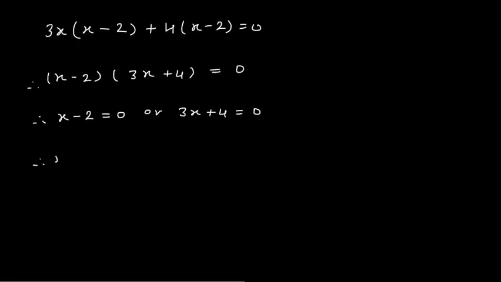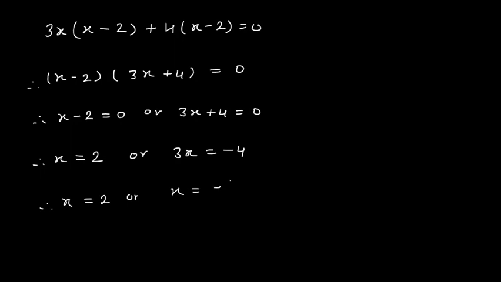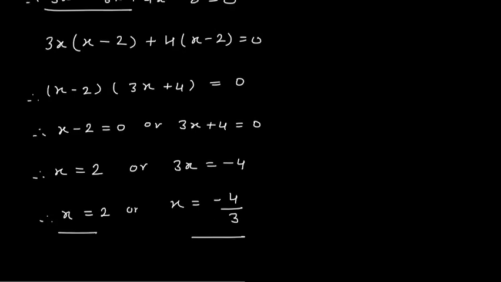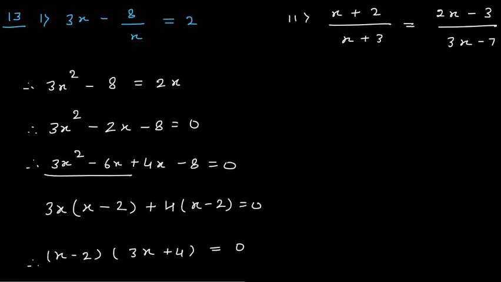This will give us, therefore, x is 2, or 3x is minus 4. So we get x is 2, or x is minus 4 divided by 3. So the value of x is 2, or the value of x is minus 4 upon 3.